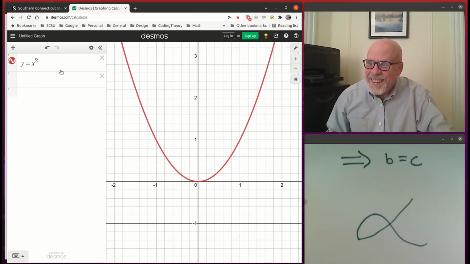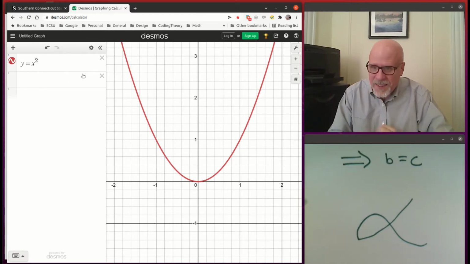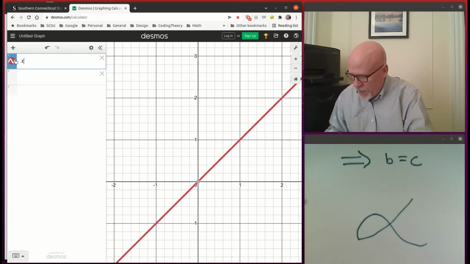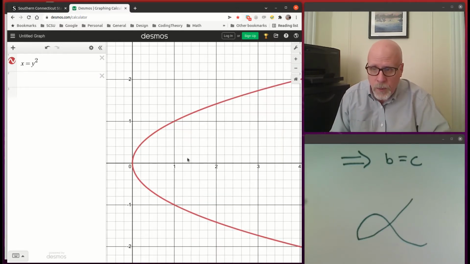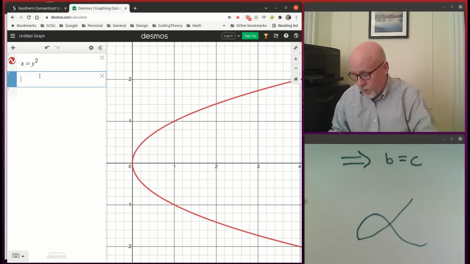Anyway, here's a function, right? That's y equals x squared. We're all quite familiar with that one. But if I said x equals y squared, Desmos will graph that just fine. And you get something that fails the vertical line test. A vertical line looks like something like x equals a constant.